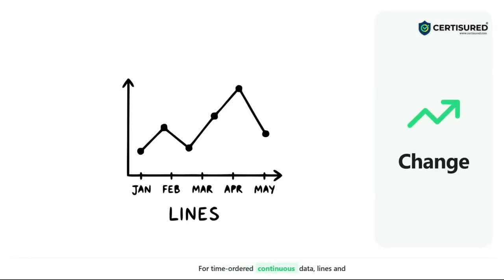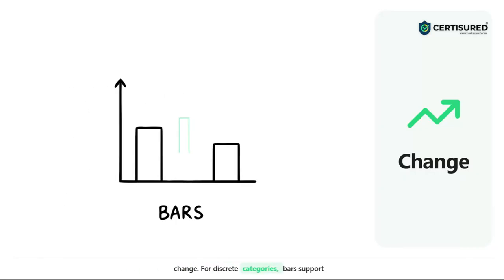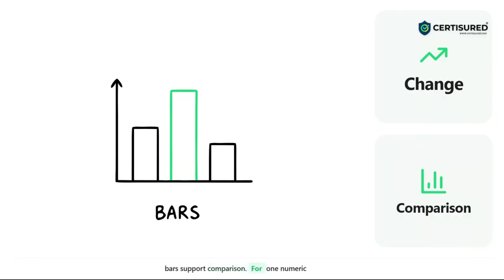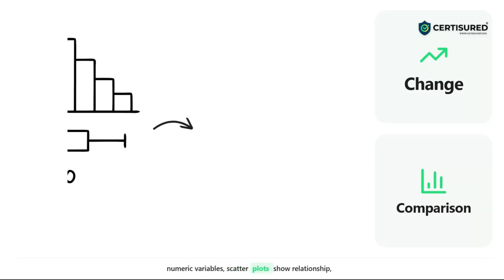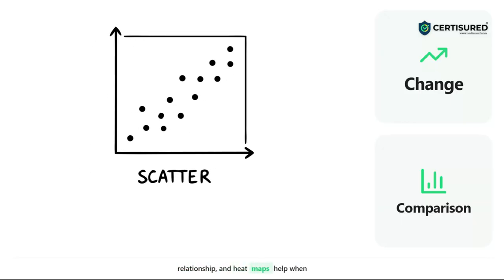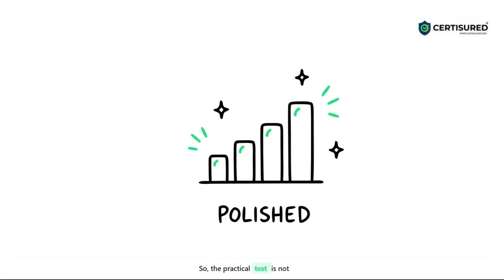For time-ordered continuous data, lines and area charts help you read change. For discrete categories, bars support comparison. For one numeric variable, histograms and box plots answer different questions about distribution and spread. For two numeric variables, scatter plots show relationship, and heat maps help when a matrix is too dense for point-by-point reading. So the practical test is not which chart looks polished.